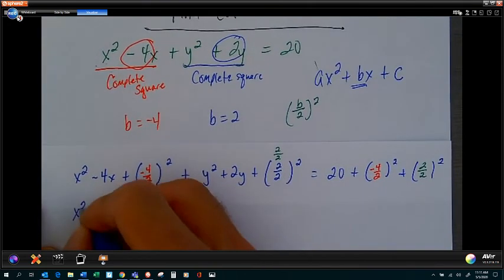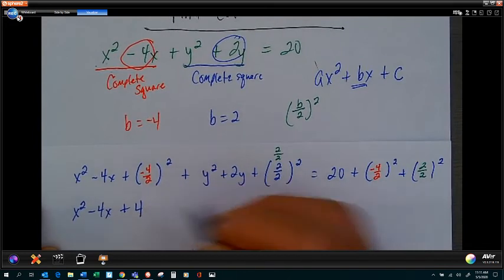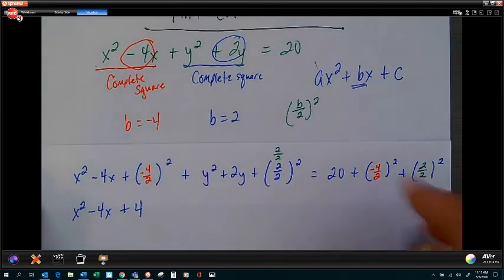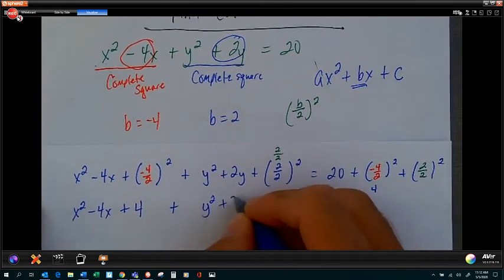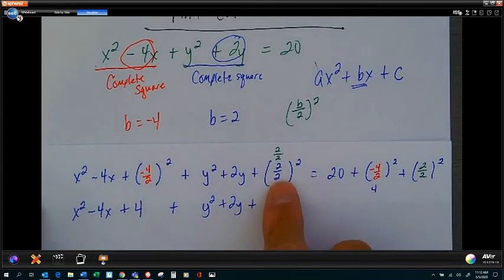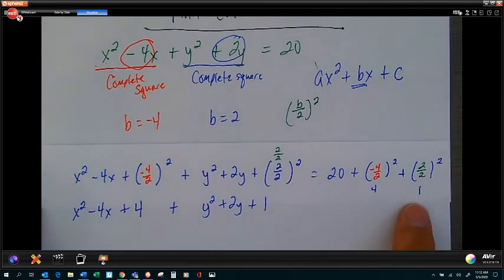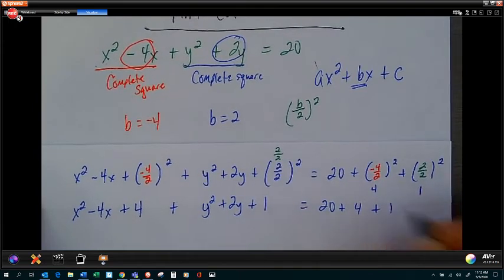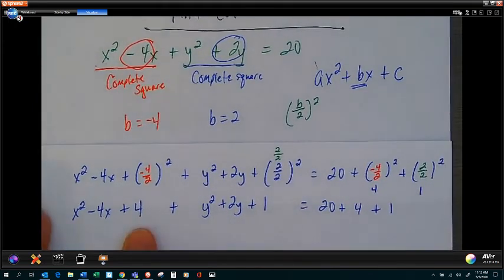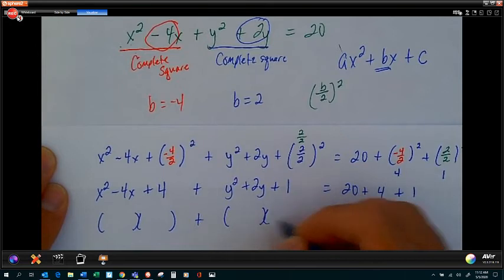So now we've got x squared minus 4x, and negative 4 divided by 2 is going to give us a negative 2, and negative 2 squared is going to be a positive 4. So this 4 is going to now become a 4 over here, I know that. And then I say plus y squared plus 2y, plus 2 divided by 2 is 1, and 1 squared is 1. So I know now this is going to become 1 also. So let me rewrite my equation, 20 plus 4 plus 1. Okay? So now I know that I can factor this. I know it's going to become a perfect square, but I just want to do this to show you.